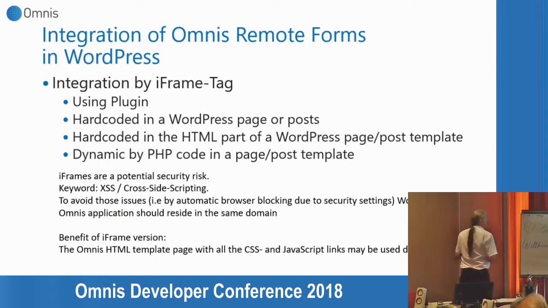Okay, so now let's talk about the integration of Omnis Remote Forms in WordPress. There you have some technical options. The first I want to talk about, and the one I think is the best to use, is using an HTML iframe tag. On the one side, this is a very good option. On the other side, maybe some of you know that iframes are a potential security risk, because they can be used for something called cross-site scripting.